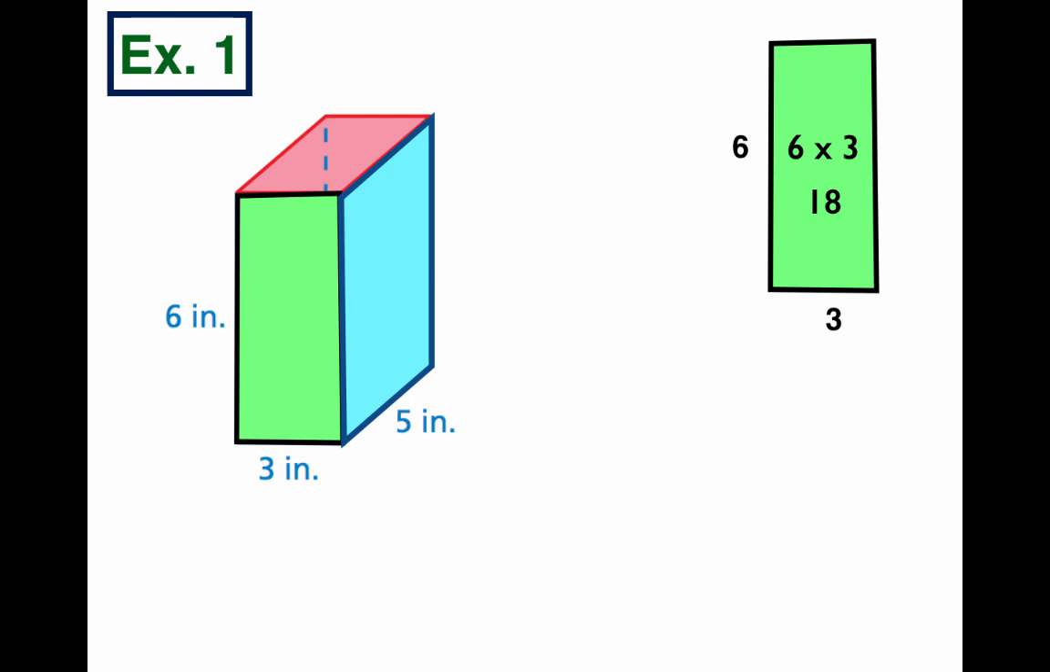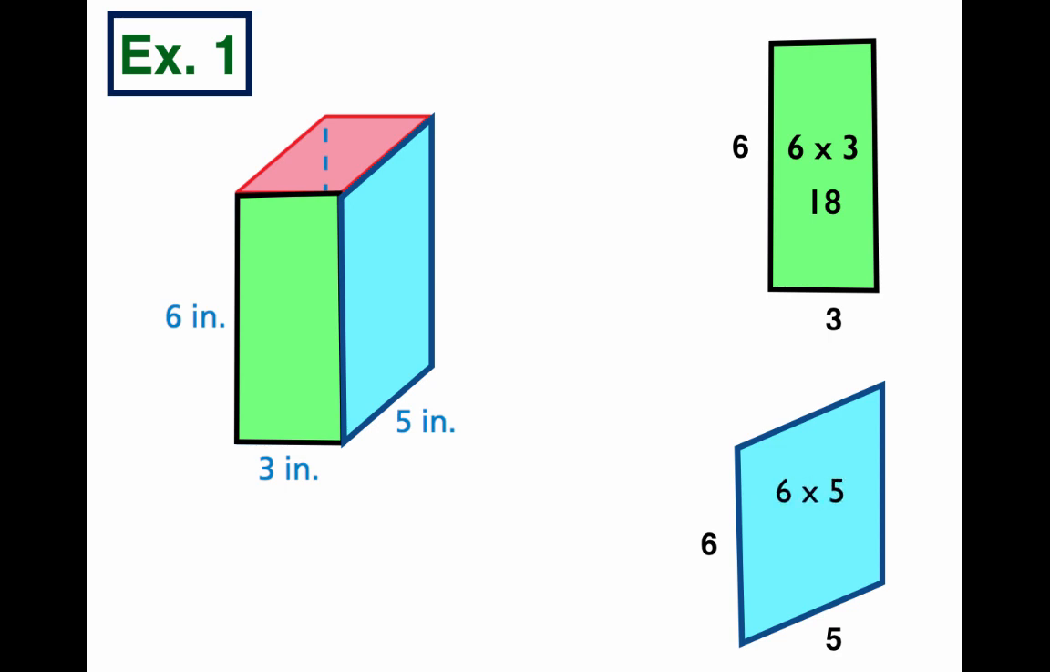Now let's look at the side face. The side face looks like a rectangle also. What would the measurements of that rectangular face be? If you look very carefully at that blue rectangle, I'd say the dimensions are 5 by 6. So we're going to label it 5 by 6. To find the area of that rectangle, we'll do 6 times 5, which we know is 30. All right, so we got that face figured out.